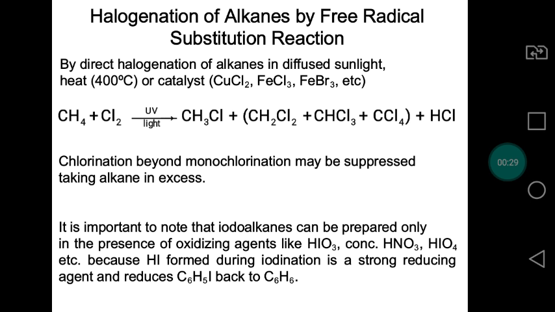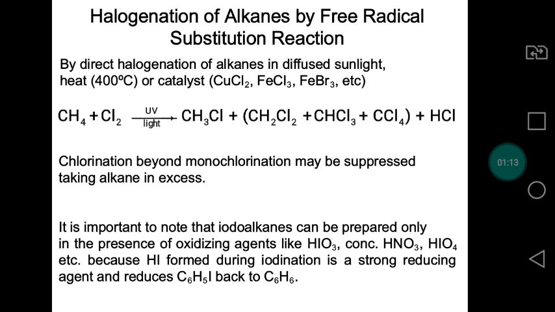So first of all, we will discuss halogenation of alkanes by free radical substitution reaction. By direct halogenation of alkanes in diffuse sunlight, or maybe at 400 degrees Celsius, or by a catalyst, we can do direct chlorination and bromination. Suppose methane is treated with chlorine in presence of UV light, we will get chloromethane. If the chlorine is more, then we can get dichloromethane, trichloromethane, tetrachloromethane. Means all hydrogen is going to be substituted one by one.